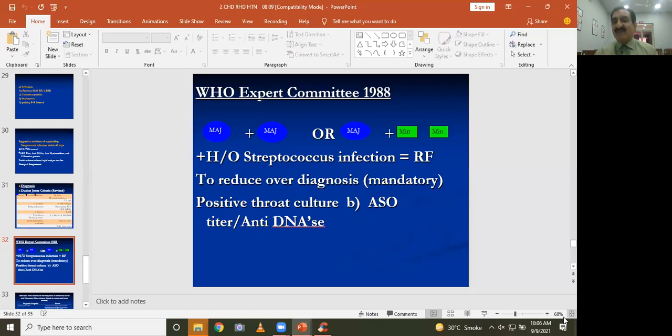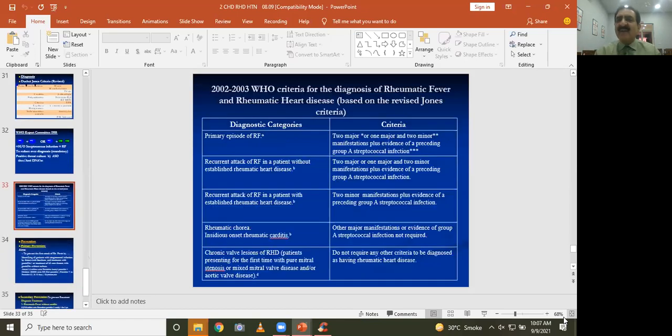Two major manifestations, or another possibility is one major manifestation and two minor manifestations, plus a history of streptococcal infection and a rising ASO titer, that may be diagnosed. So this is the way we diagnose rheumatic fever. But there are certain other conditions in which I'll let you know what is in there. In that case, what is the criteria?